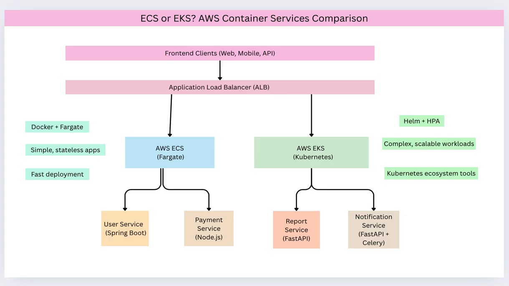Here's the deployment environment strategy we followed. Simpler, stateless microservices that have predictable workloads and fewer complex networking needs are deployed on ECS Fargate, whereas complex, scalable, and asynchronous services, those that require advanced orchestration features, run on EKS Kubernetes.